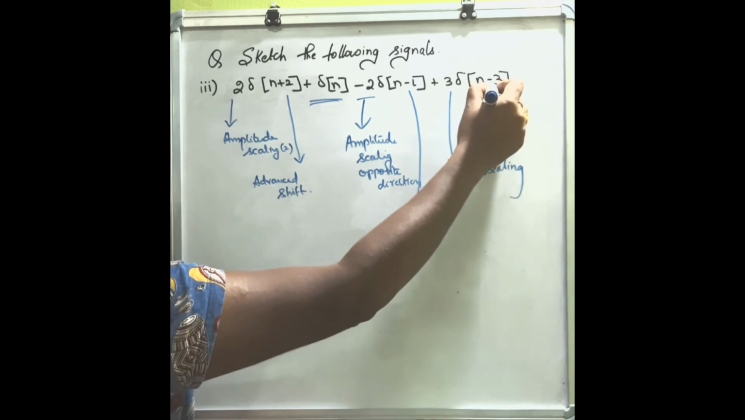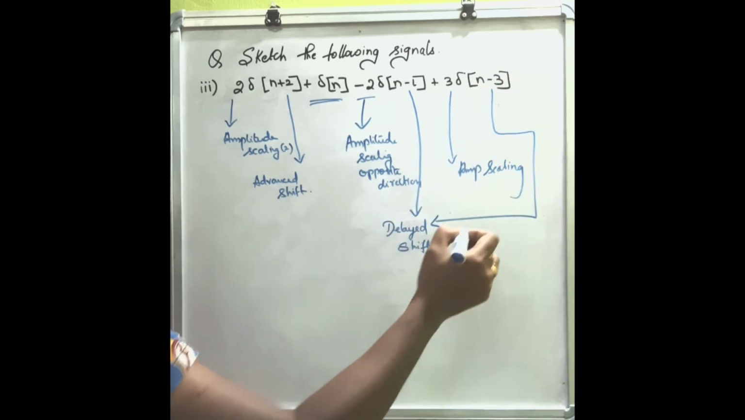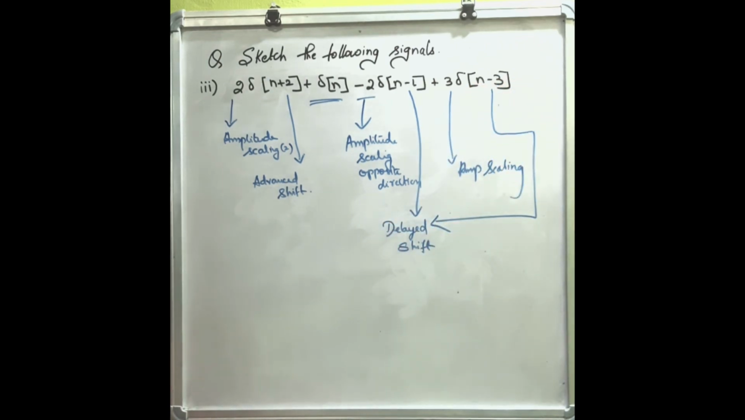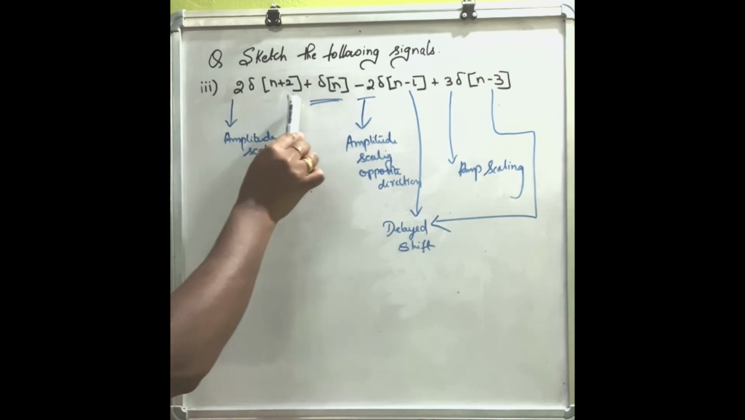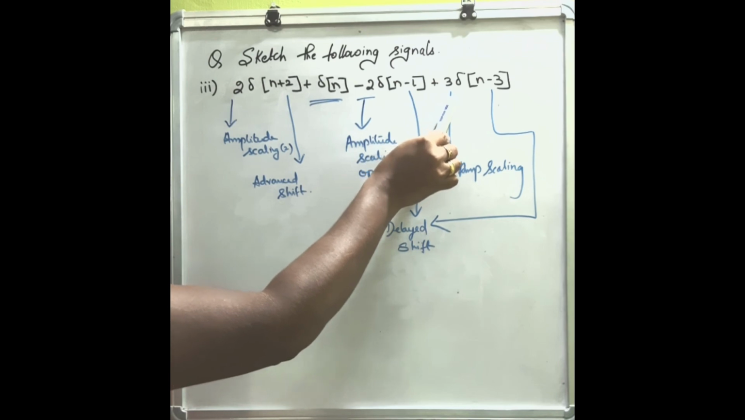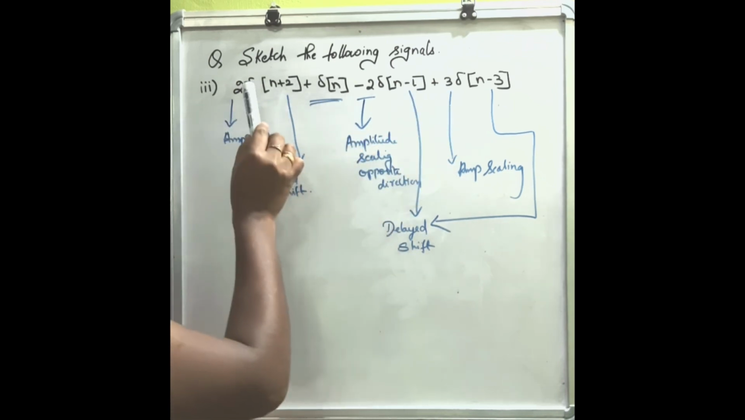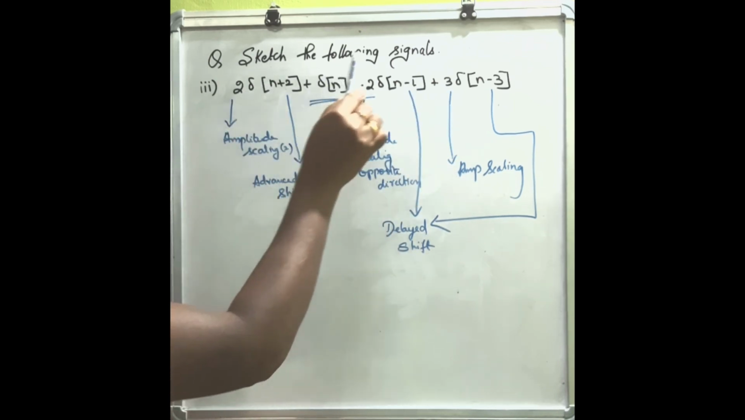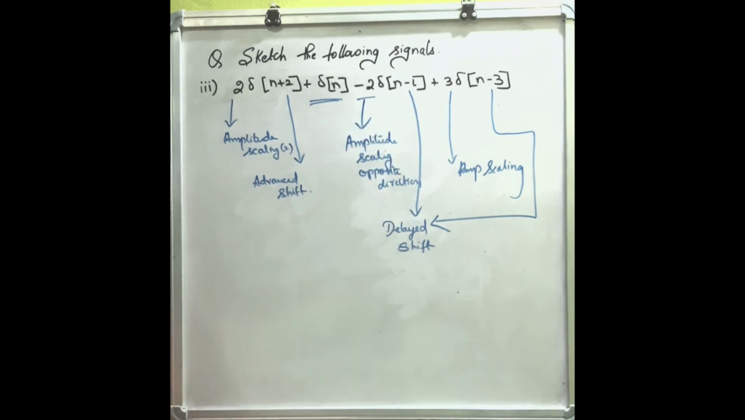And finally, minus 3 is the delayed shift. So here, only amplitude scaling and delayed shift have been asked. There is no time reversal and no time scaling. The signals are added at the end. So you have to find each signal separately and finally add the 4 signals, 1, 2, 3 and 4, to get the final signal.